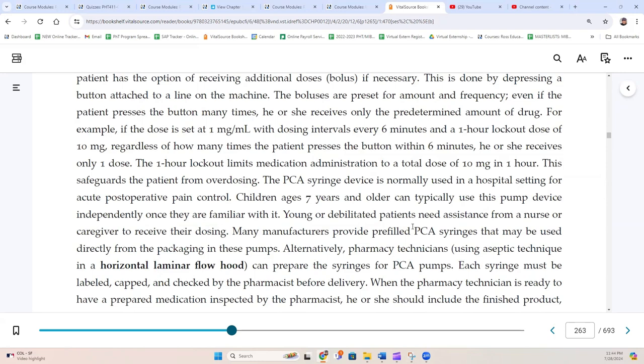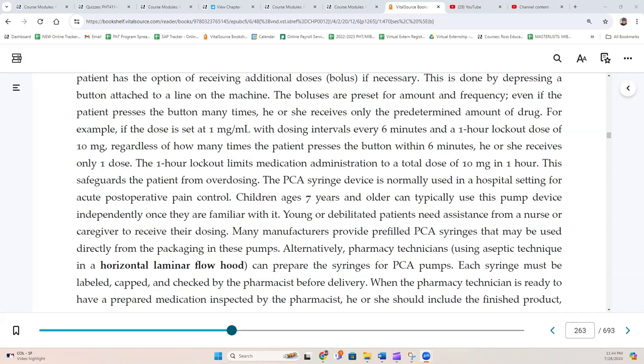The PCA syringe device is normally used in a hospital setting for acute post-operative pain control. Children ages 7 years and older can typically use this pump device independently once they're familiar with it. Young or debilitated patients need assistance from a nurse or caregiver to receive their dosing.